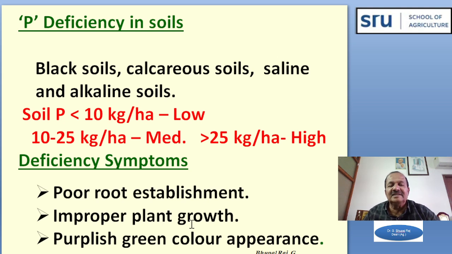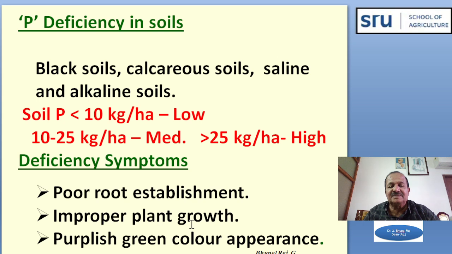So how will we recognize the phosphorus deficiency? In general, if you do the soil test analysis, when the soil has phosphorus less than 10 kg per hectare, it is called low in phosphorus. If it contains soil phosphorus of 10 to 25 kg per hectare, it is called medium. When it has more than 25 kg per hectare, it is called high.